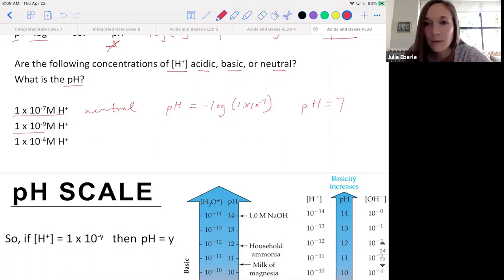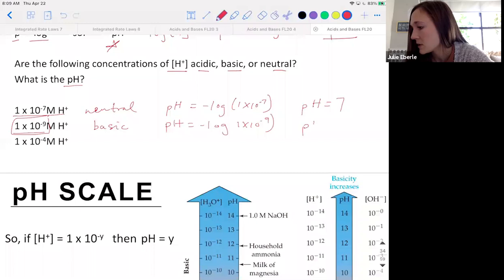Let's do the next one, 1 times 10 to the minus 9. Just delete the exponent, re-enter that same equation, and change it to a negative 9 instead of a negative 7. And then we also have to classify, is this acidic, basic, or neutral? Is 1 times 10 to the minus 9 bigger or smaller than 1 times 10 to the minus 7? I know 9 is bigger than 7, but remember we're on the negative scale. So 10 to the minus 9 is smaller, so we would consider this basic. And Will said that when you do the negative log of 1 times 10 to the minus 9, we get a pH equal to 9.